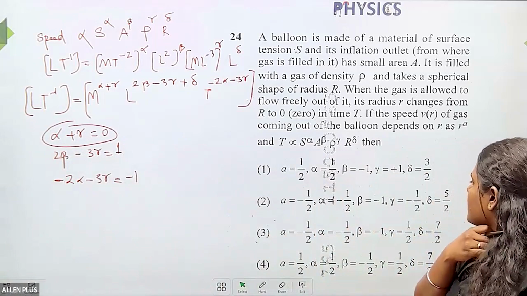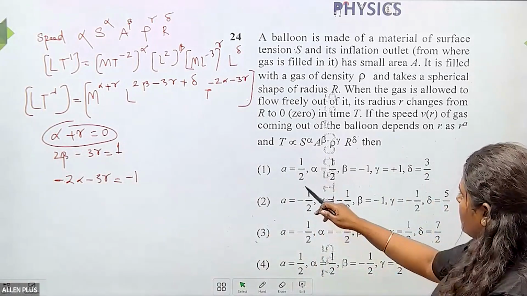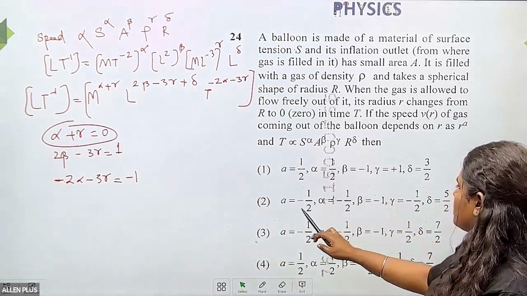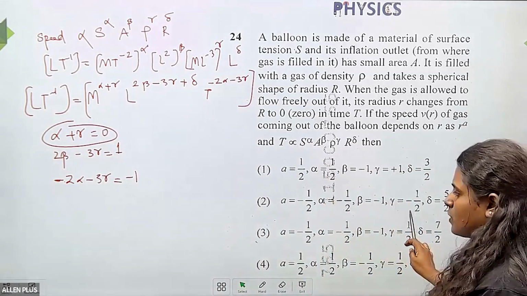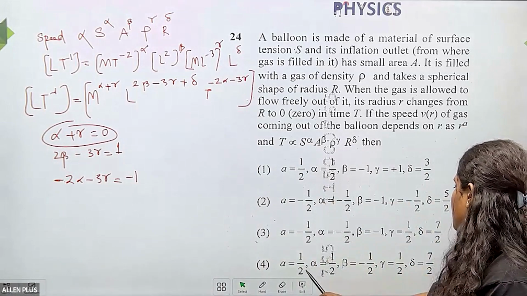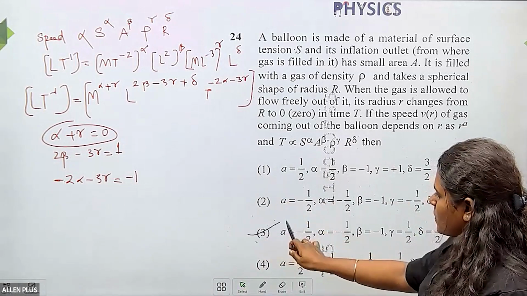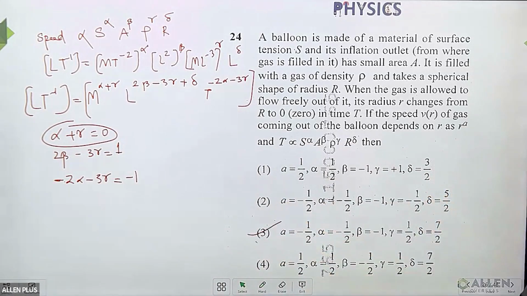Which option is satisfying this condition? Alpha 1 by 2, gamma 1? No. Minus 1 and minus 1? No. Minus 1 and plus 1? No. Here 1 by 2 and minus 1 by 2. So this condition is satisfied by option 3 only. So to save some amount of time, you can have this approach. Or else conventionally, you can substitute and also get the answers.